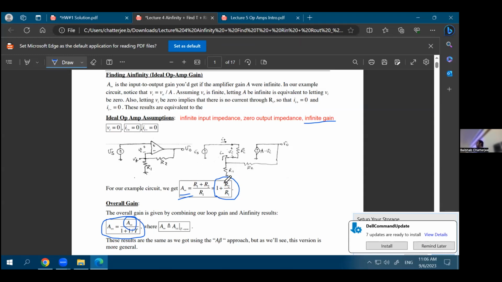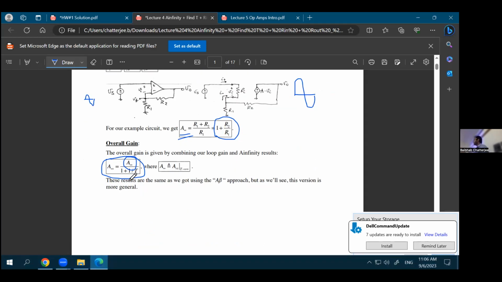So overall, it's a positive quantity. So your gain is positive, which means that whatever phase you have at the input side, you'll have the same phase at the output. If you have a sine wave at the input, at your output you will have an amplified version of that, but at the same phase. So this is called a non-inverting configuration. And we already found out the A infinity from the two methods that we learned in the previous lectures.